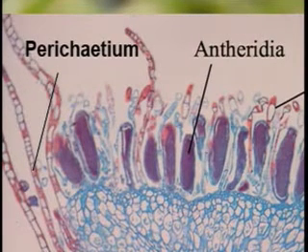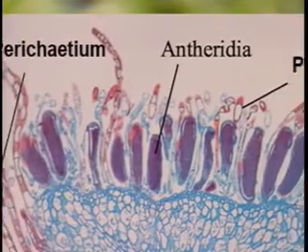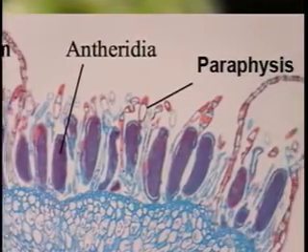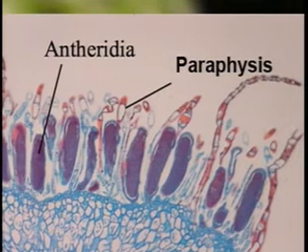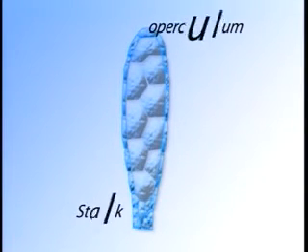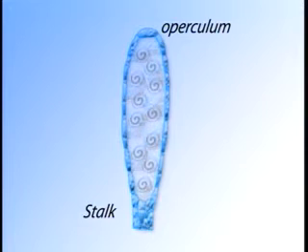These leaves are larger and are arranged more compactly on the axis than the vegetative leaves. A large number of long multicellular capitate hairs, the paraphyses, are intermingled with the antheridia. As far as structure of this antheridium is concerned, a mature antheridium has a club-shaped body borne on a short massive stalk and an operculum at the apex.